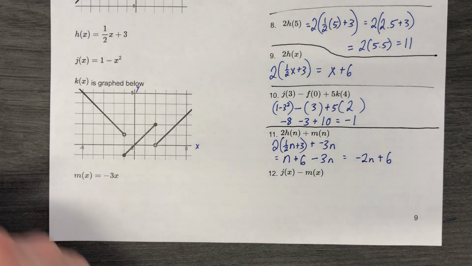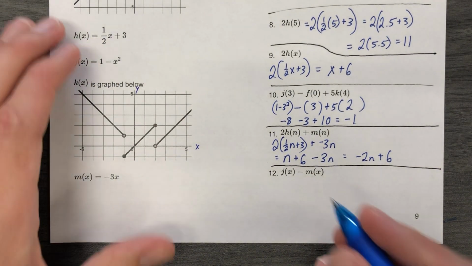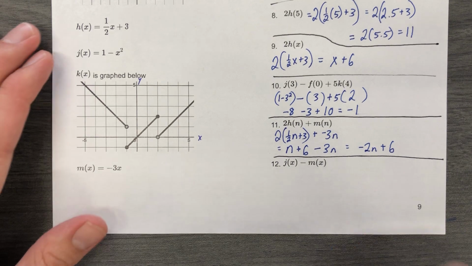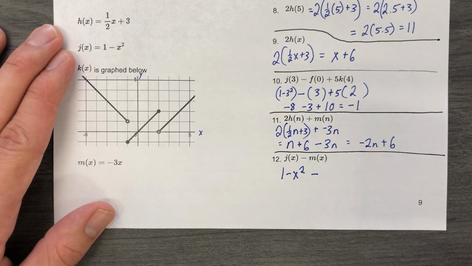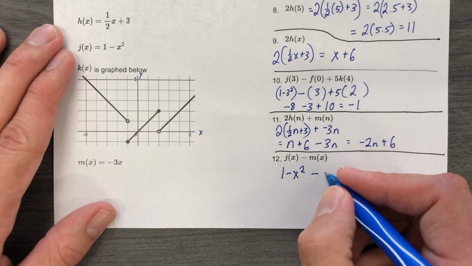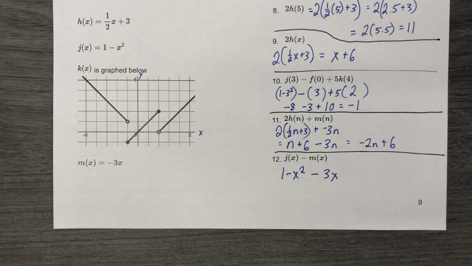All right, last one on this video. We have j of x minus m of x. Well, here's j of x, 1 minus x squared. And we're going to subtract m of x, and m of x is negative 3x. And we're probably tempted to leave it like that. I want to point out that this is wrong.